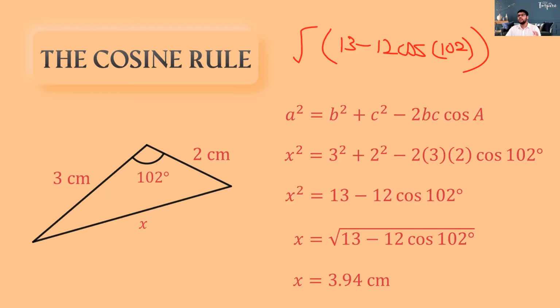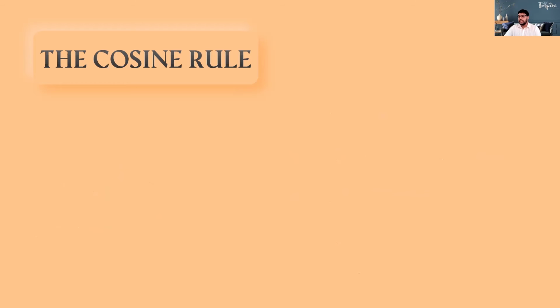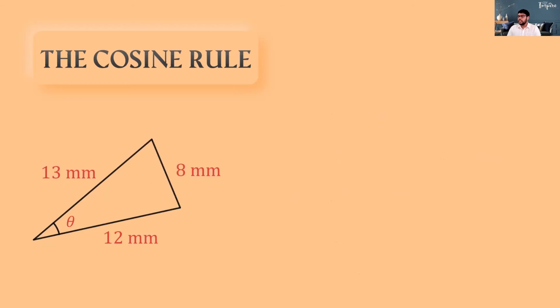So children, this is how you use the cosine rule to find the side length. Is this clear, children? Any questions? Did you get the answer? Yes, so she got it. Correct. So do keep that in mind, because everyone has to be ready with their calculator, right?